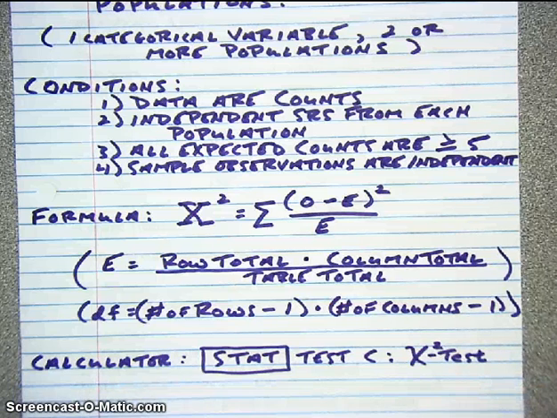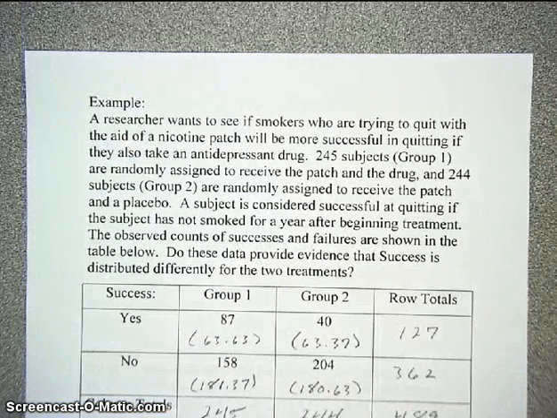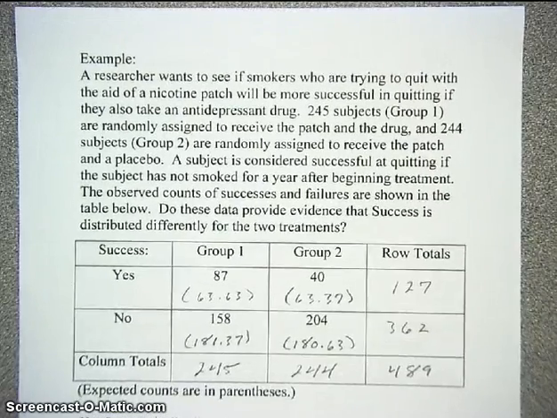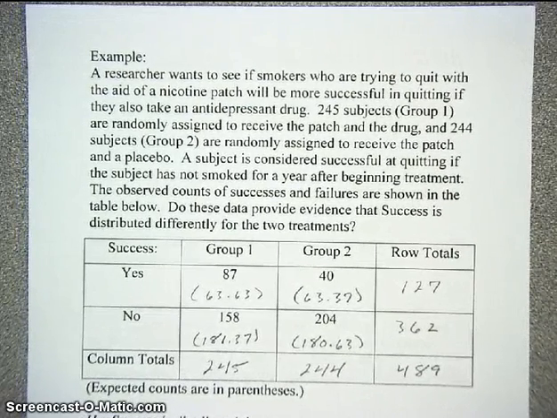Let's look at an example of how this works. You'll typically see this test in the context of experiments, clinical trials, etc. A researcher wants to see if smokers who are trying to quit with the aid of a nicotine patch will be more successful in quitting if they also take an antidepressant drug. 245 subjects go into group 1. They are randomly selected and assigned to receive the patch and the drug, and 244 subjects, group 2, are randomly assigned to receive the patch and a placebo. A subject is considered successful at quitting if the subject has not smoked for a year after beginning treatment.